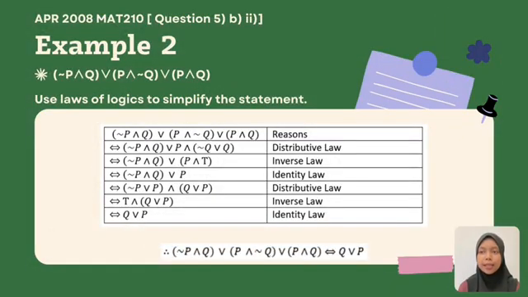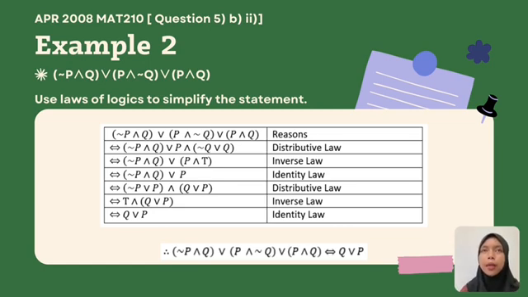Okay, next is example 2, which we got this question from past year April 2008, MAT222, question 5B2. So the question is not P and Q, or P and not Q, or P and Q. We have to use the laws of logic to simplify the statement. As we know, at the back of the question, we can see that we have the same statement of P and different statements of Q, which is not Q or Q.